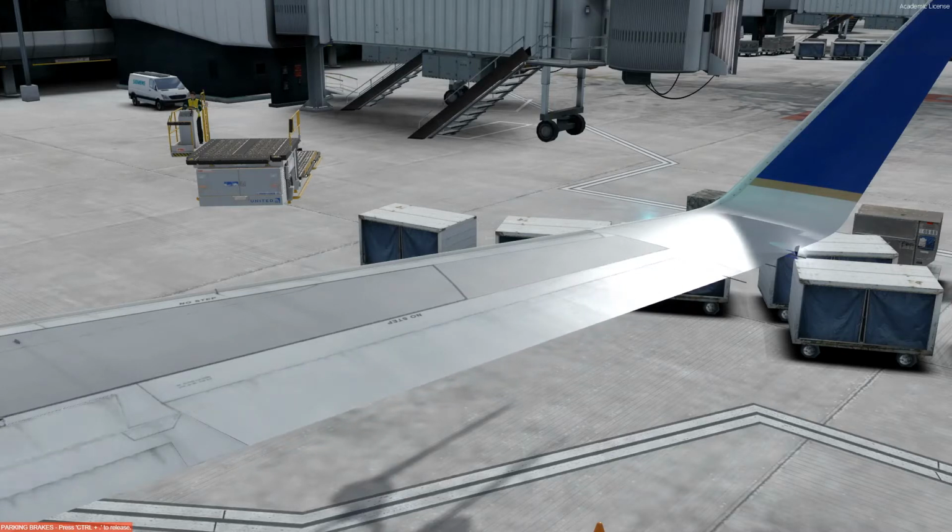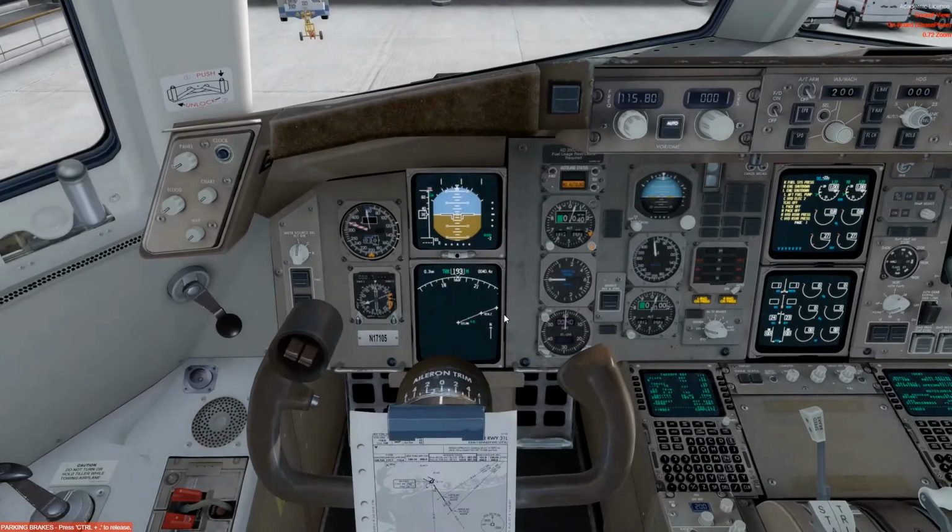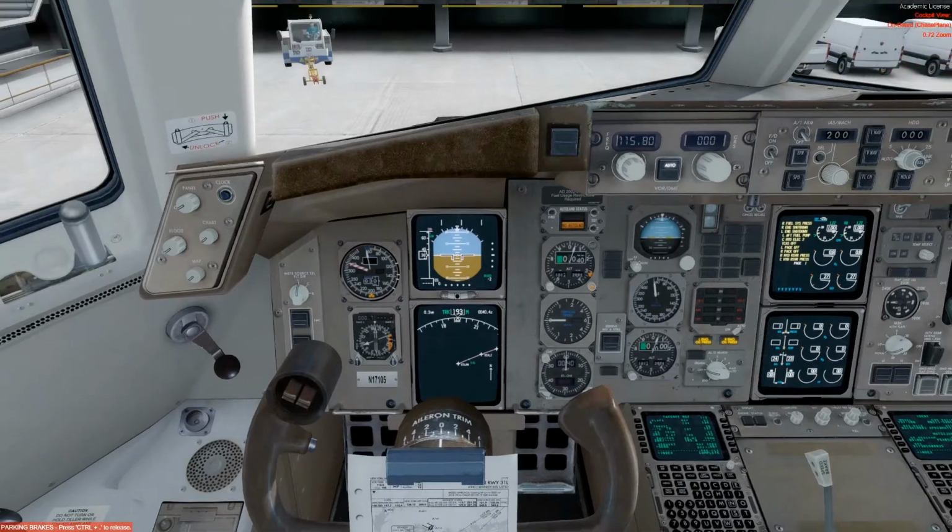And what the hydraulic systems do is they move these flight control surfaces for the pilots when they move the yoke. So in other words, think of it as power steering, but then for airplanes.